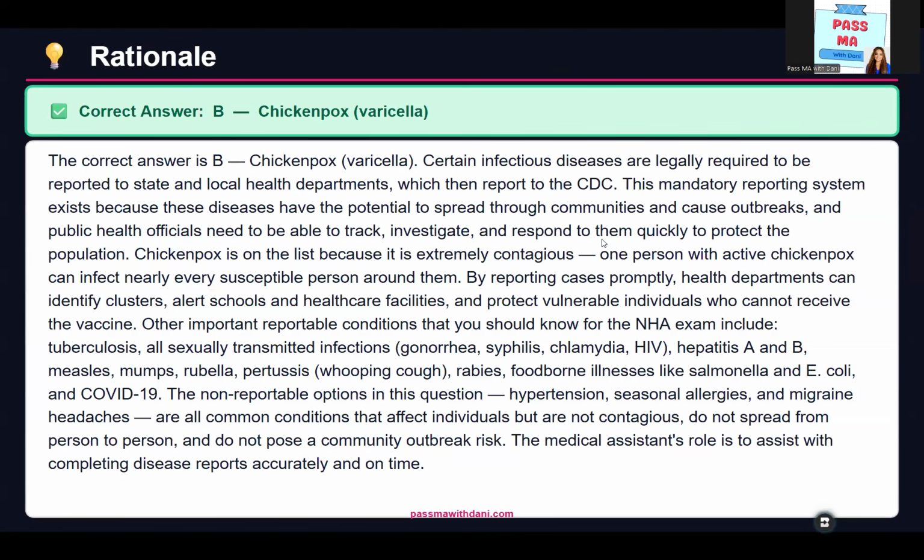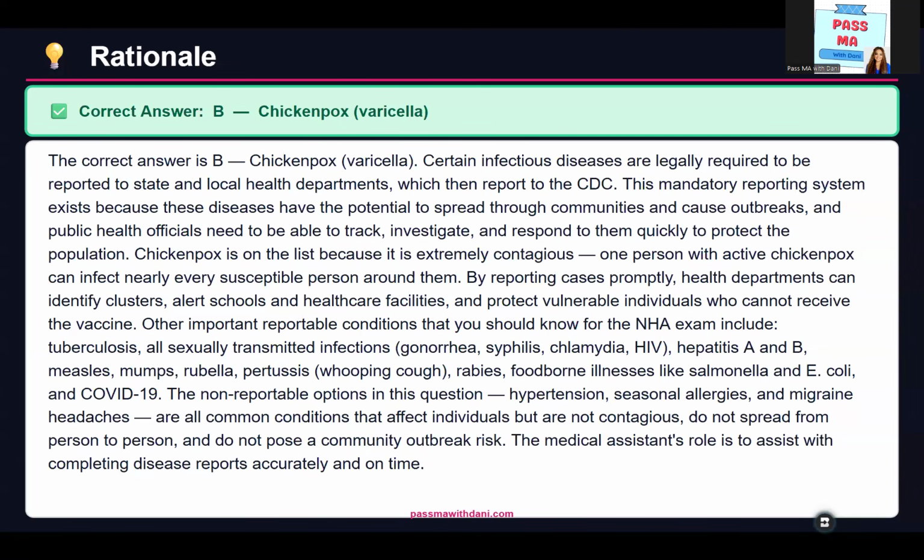If you said B, chickenpox, then you are correct. Now, certain infectious diseases are legally required to be reported to the state and local health departments. Then they in turn report them to the CDC. This is what we call mandatory reporting, and this exists because these types of diseases have the potential to spread through communities and cause outbreaks.